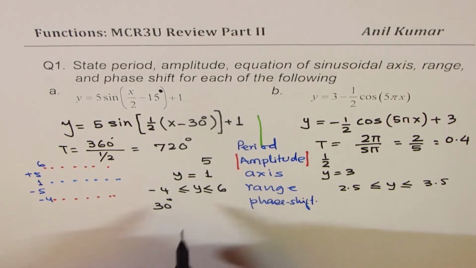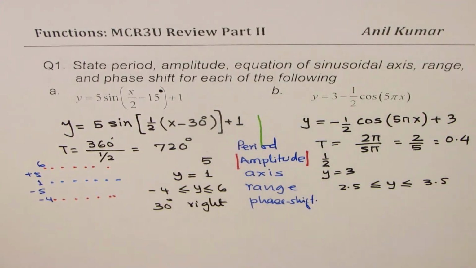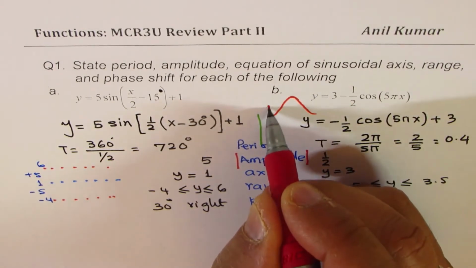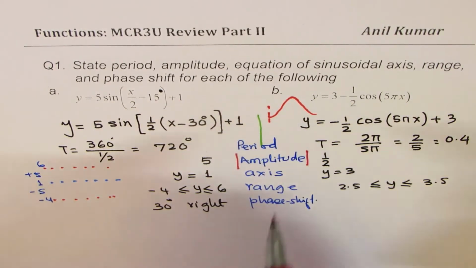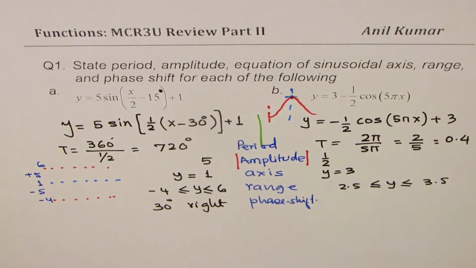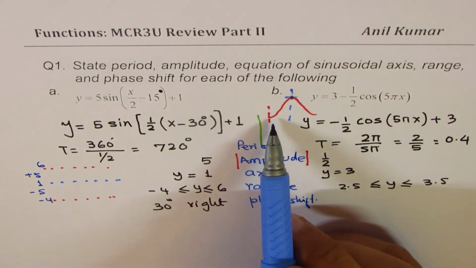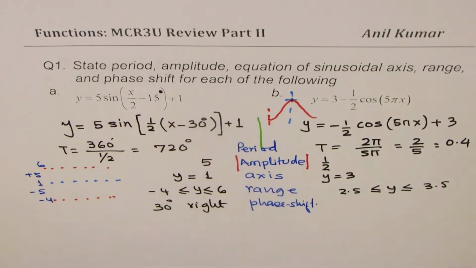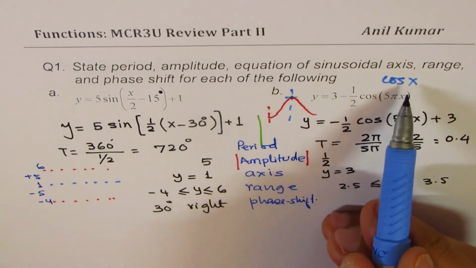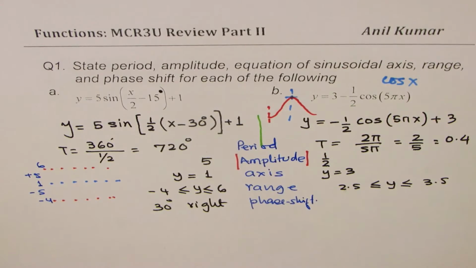So it's good to write 30 degrees, right? In this case, the cosine function, since we have this negative, starts like this. Do you see that? If you look at it carefully, the actual cosine wave starts half the period away. This negative actually is a phase shift, right? So we are comparing with cos x when we are writing our phase shift.